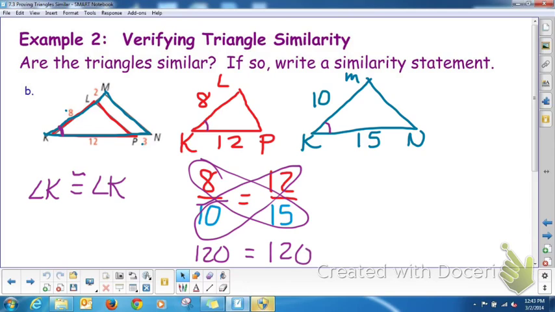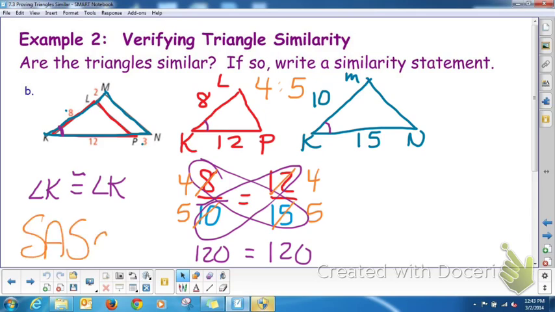Or, again, I could use that same strategy where I reduce them both. And I could say 8 over 10, 2 goes into 8 4 times, 2 goes into 10 5 times. And then 12 over 15, 3 goes into 12 4 times, 3 goes into 15 5 times. So they reduce to 4/5. So my scale factor here is a ratio of 4 to 5. It's a 4/5 scale factor. So because they are similar, using side, angle, side, similarity, I need to write a similarity statement.